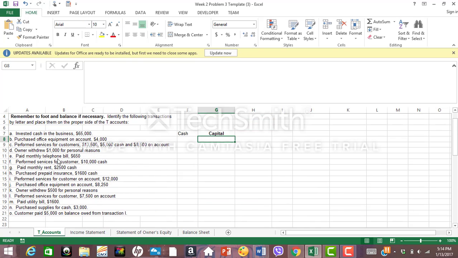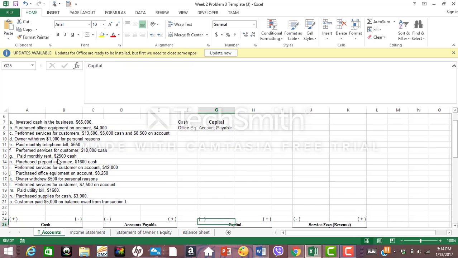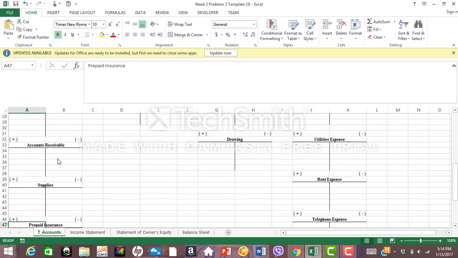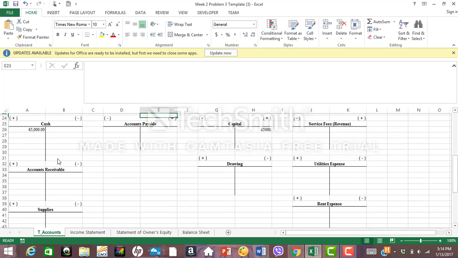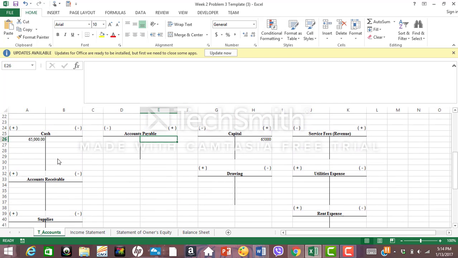The next question is purchase office equipment on account for $4,000. That means that office equipment is the very first account that gets affected, and accounts payable, since it's on account, for $4,000. So let's look at office equipment, and we debit office equipment for $4,000, so that means that we credit accounts payable for $4,000.